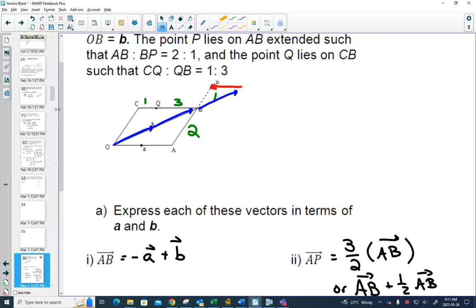And in the final question, you're at Q, you want to get to P. Ooh, it almost looks parallel. Maybe it is. Maybe it's not. Who knows? How would I do that?